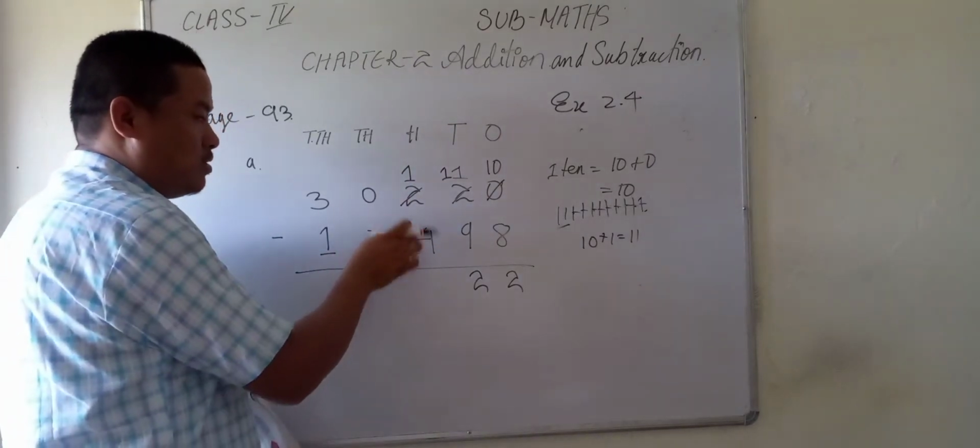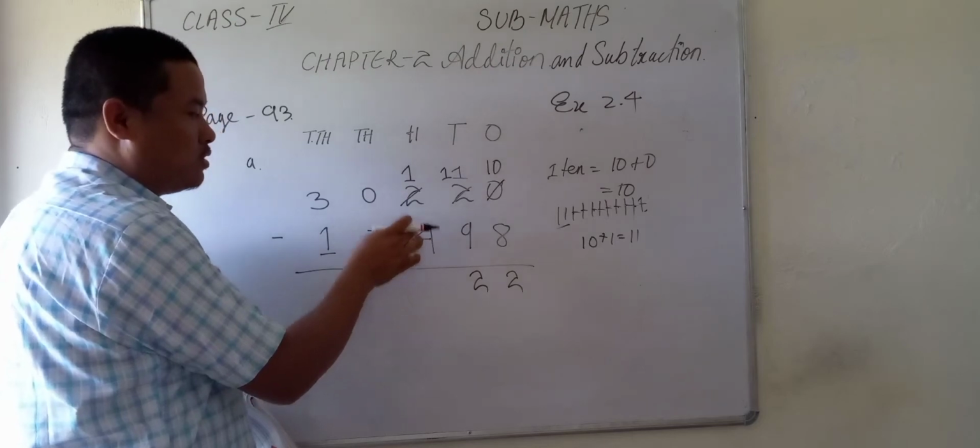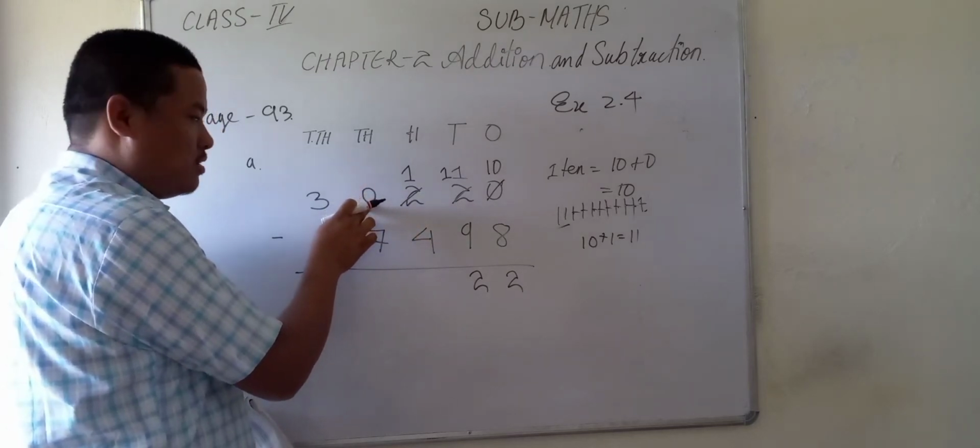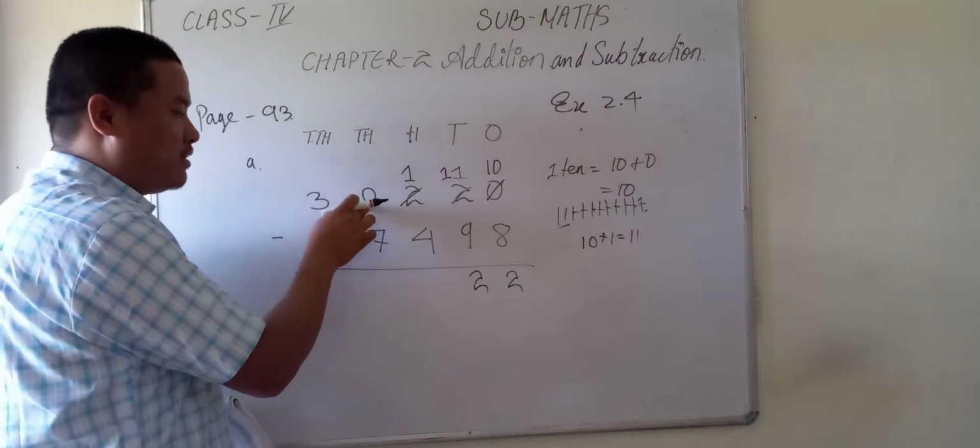Now from 1 minus 4. Then also look, 1 is smaller than 4. So we'll take 10 from 0. But 0 is 0. So how will we take 10 from 0?